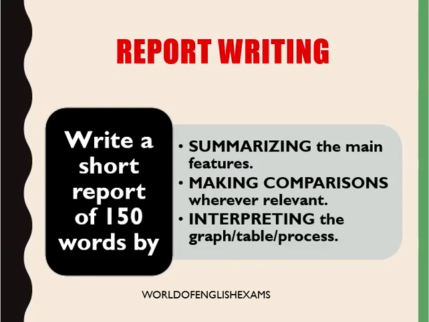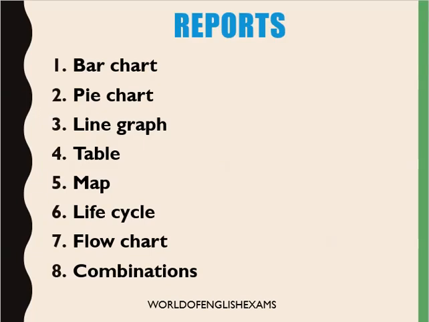So now, having understood this, let's recapitulate. The 3 things that you need to ensure while writing a report are: you need to summarize, then you need to make comparisons, and you need to interpret the given data in the form of a graph or a table or a process. Now let's see what are the various kinds of questions that you have to prepare before attempting the main test. So the different types of reports which you have to prepare for the test are bar chart, pie chart, line graph, table, map, life cycle, flow chart, or combinations.